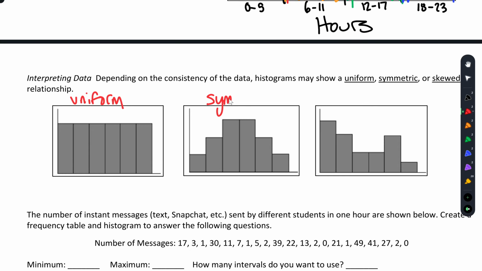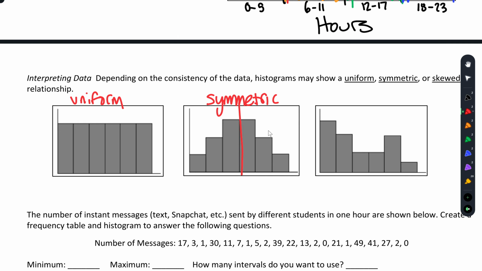Symmetric just means that it's the same if I split it halfway. So in this example of symmetric, the top is like in the center. So they rise toward the center. You might also see something that's symmetric going this way, where it's higher on the ends and lower in the middle. As long as it's symmetrical about halfway through, you can call it symmetric.